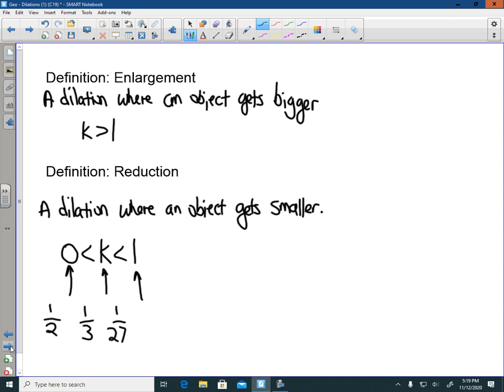Anytime you have a fraction where the number on top is smaller than the number on the bottom, that is a number somewhere between 0 and 1. Anyway, if your scale factor lies somewhere between 0 and 1, that object will get smaller. So let's do a couple so I can be a little bit more clear about what I'm trying to tell you.